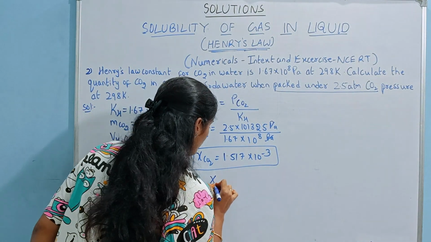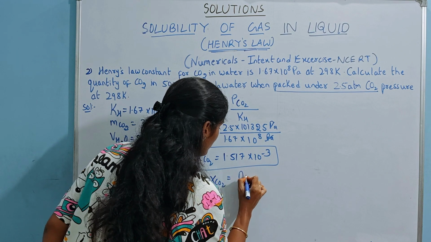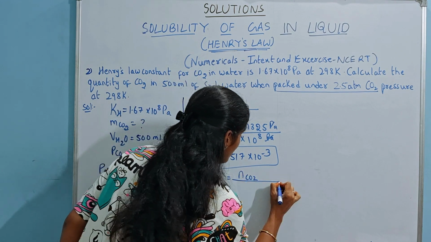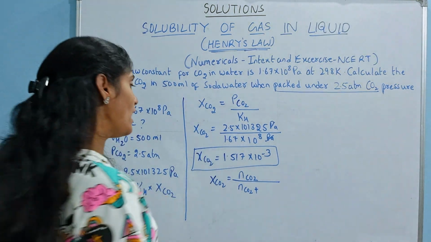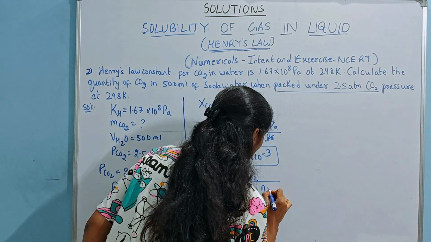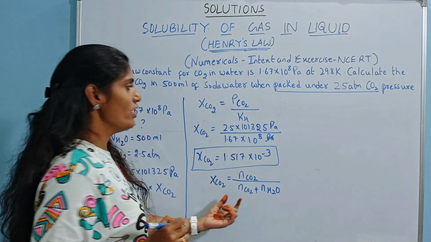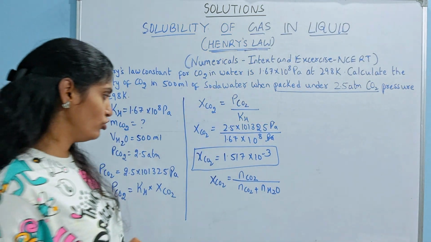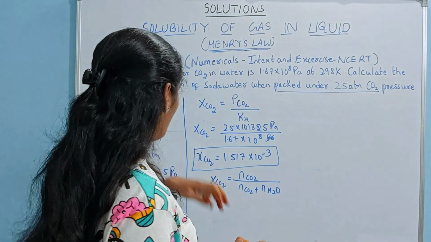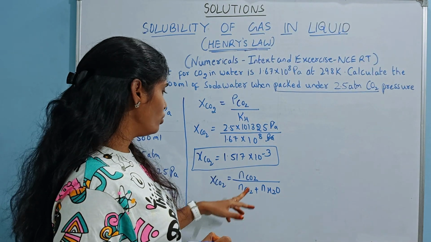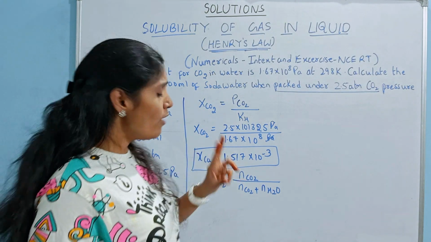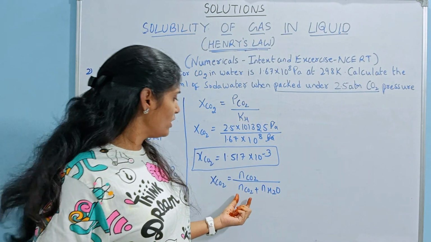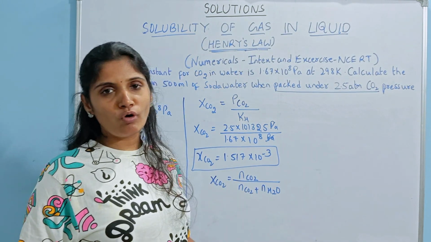You people know the mole fraction of CO2 is equal to number of moles of CO2 divided by number of moles of CO2 plus the other component I have in the solution, which is the number of moles of H2O. Now, if you see this equation, I have two components in the solution: carbon dioxide and water.